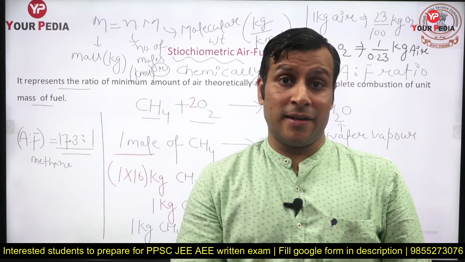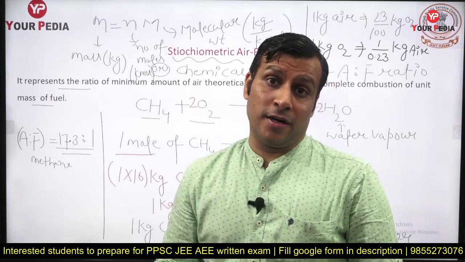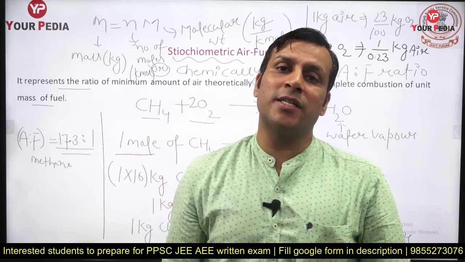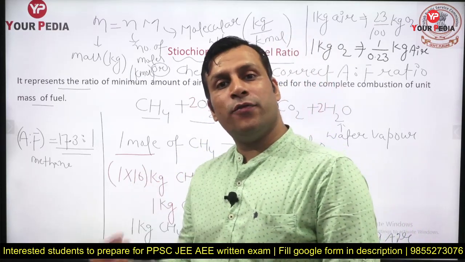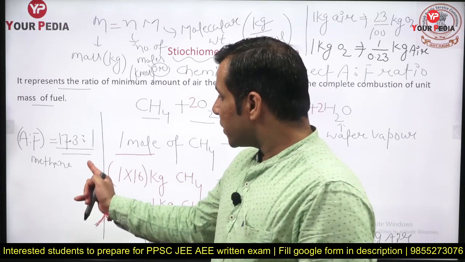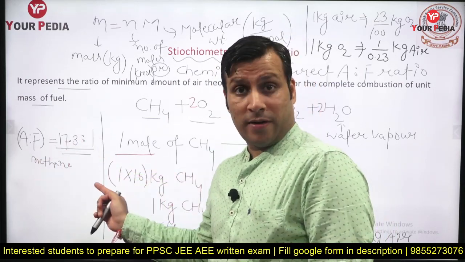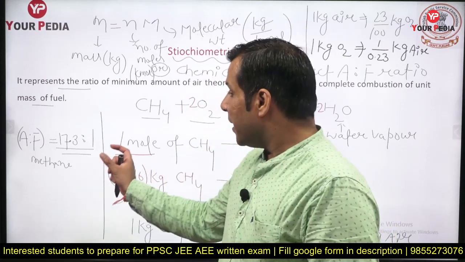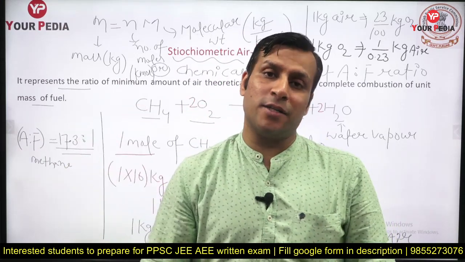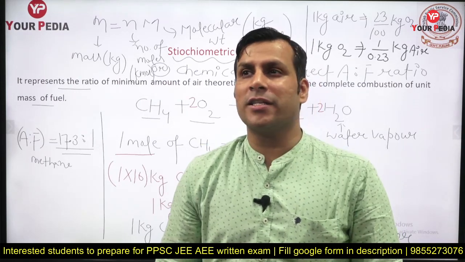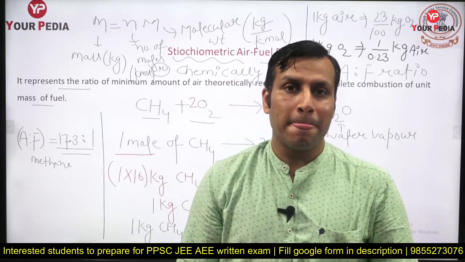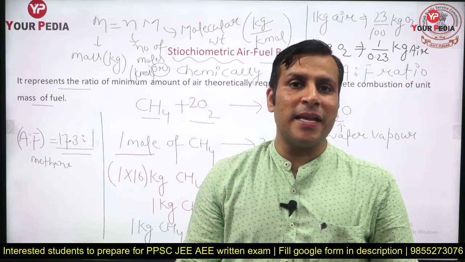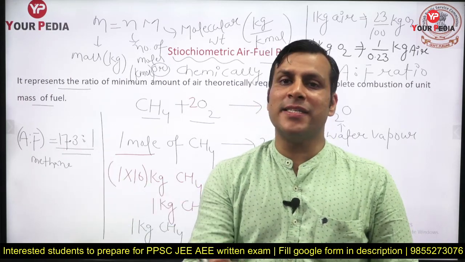The mixture is lean. Lean means lean in fuel. If a mixture is rich in fuel, that is known as a rich mixture, and if a mixture is lean in fuel, that is known as a lean mixture. So if you are supplying excess air, 20:1, that mixture is known as a lean mixture, and if you are supplying excess fuel, that mixture is known as a rich mixture. So if you have a ratio like 15:1 for methane, that is a rich mixture of methane. And if you are supplying a mixture of 20:1, that is a lean mixture.